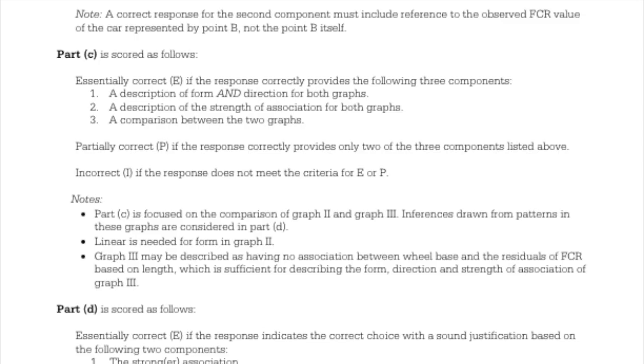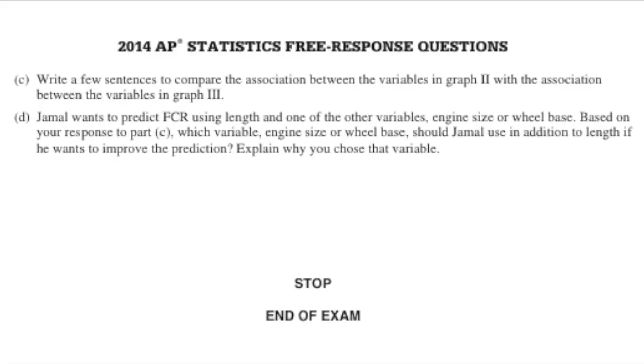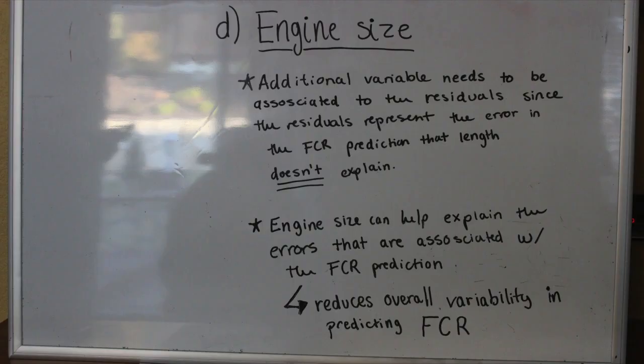Okay, so to get an E on this part of the question, you need to provide a description of the form, direction, and strength, and include a comparison of both the graphs. Part D. Jamal wants to predict FCR using length and one of the other variables, engine size or wheelbase. Based on your response to Part C, which variable, engine size or wheelbase, should Jamal use in addition to length if he wants to improve the prediction? Explain why you chose that variable.